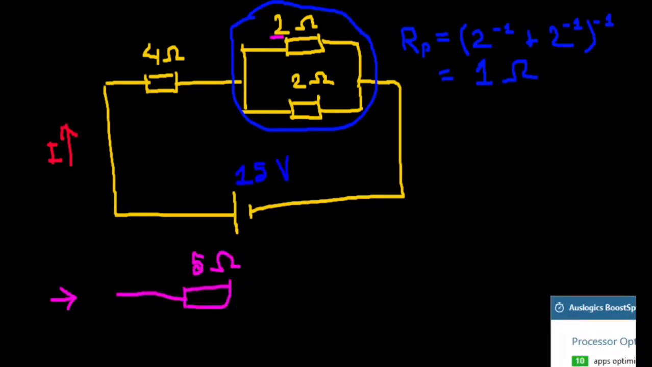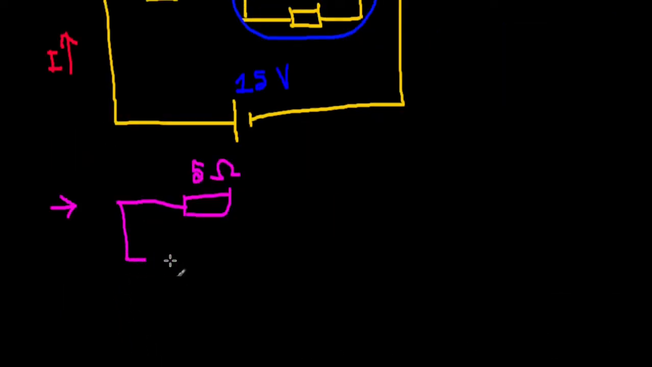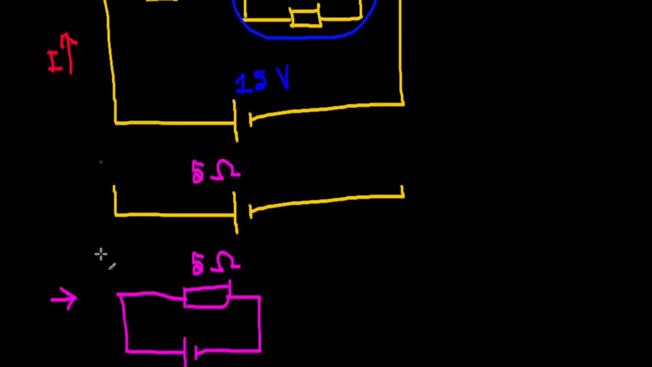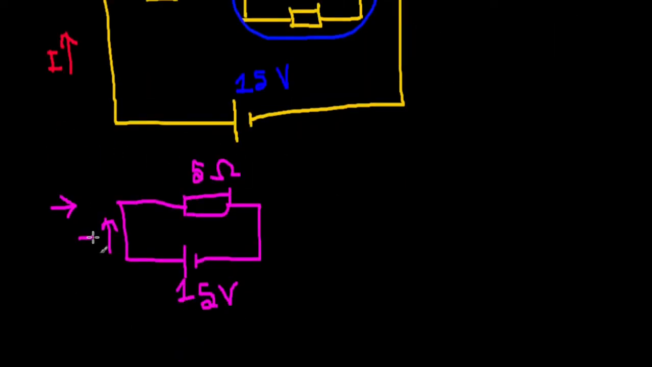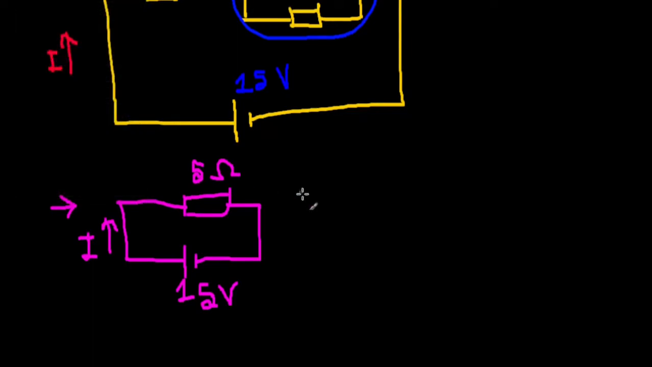All right, and this is connected across a 15 volt cell. So the current here is going to be 15 over 5, which is 3 amps. So I is going to be 15 over 5, which is 3 amps, right?